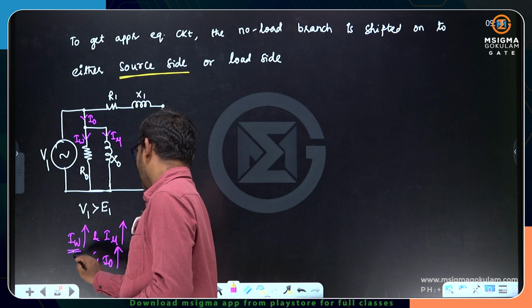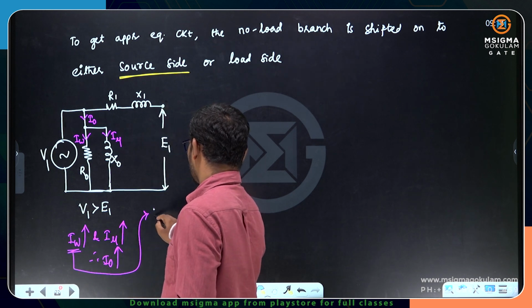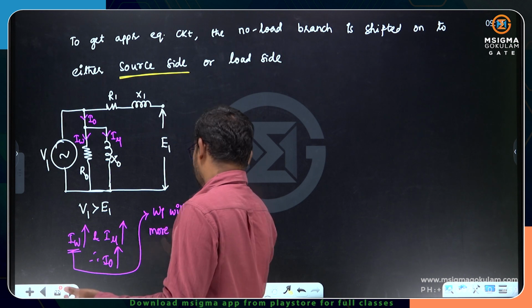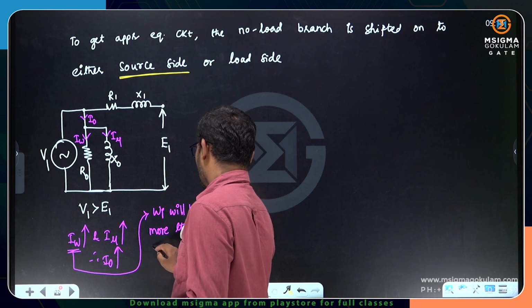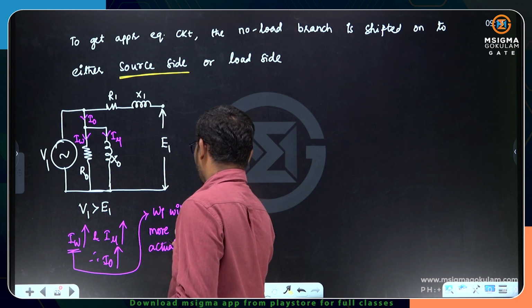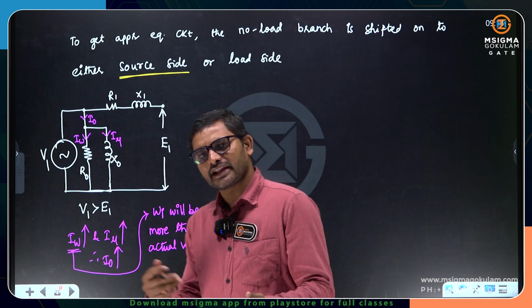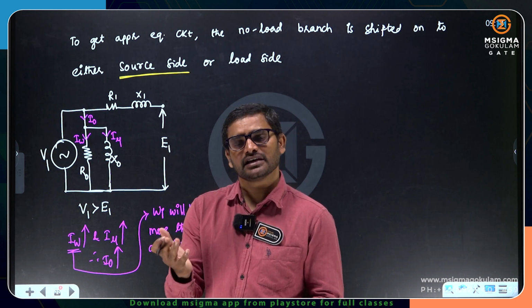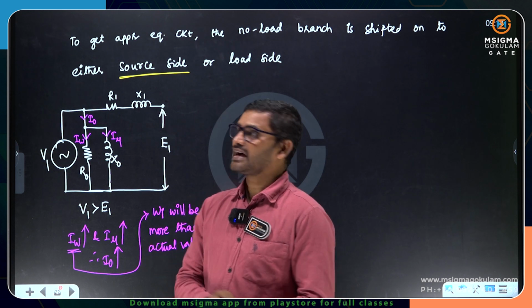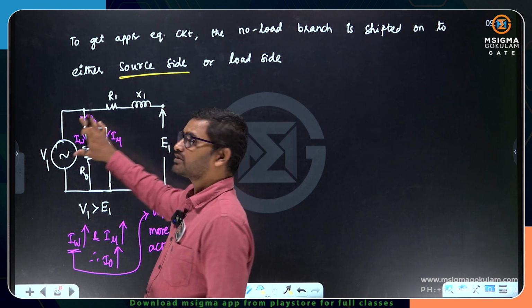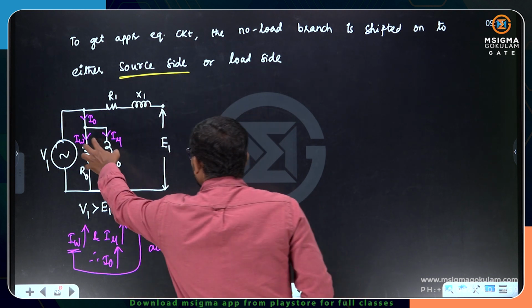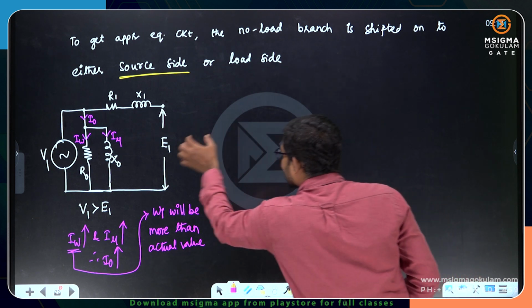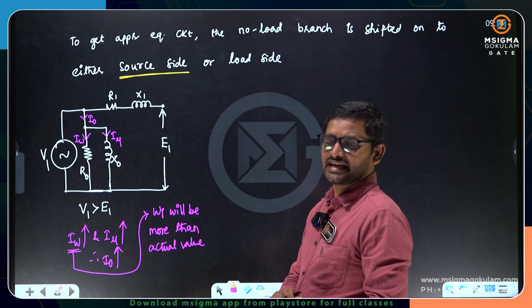So from this, I can say iron losses will be more than the actual value, maybe a little more or a lot more than the actual value. If you are about to get around 300 watts, you might be getting 301 watts, 302 watts, or 305 watts, but it is definitely more than the actual value because of shifting the no load branch parameter onto the source side. If I shift the no load branch parameter onto the load side, the voltage is V2. So V2 is definitely less than E1.